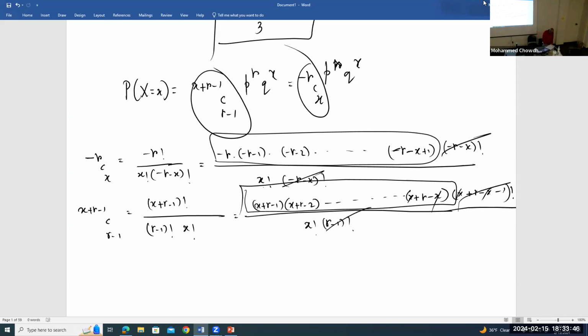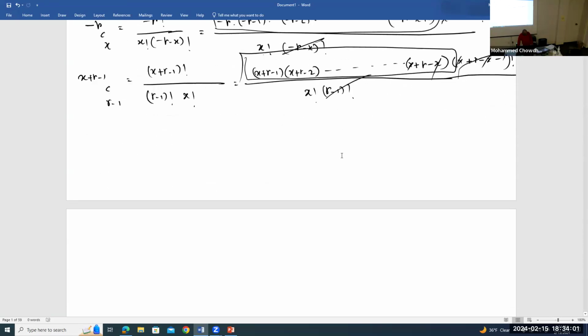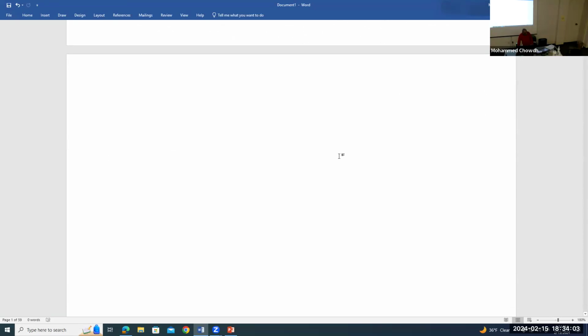After that, now you have seen how geometric and negative binomial distributions come into existence, and why it is called negative binomial distribution. Now take a look at that.